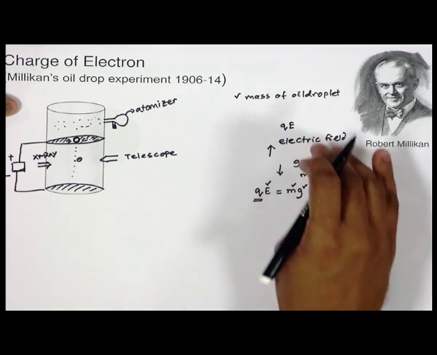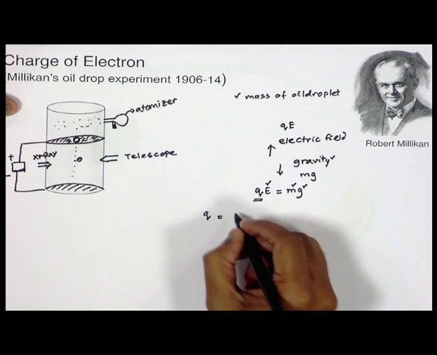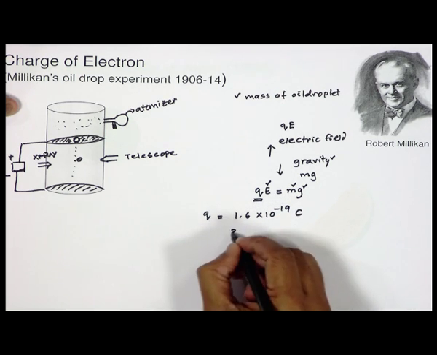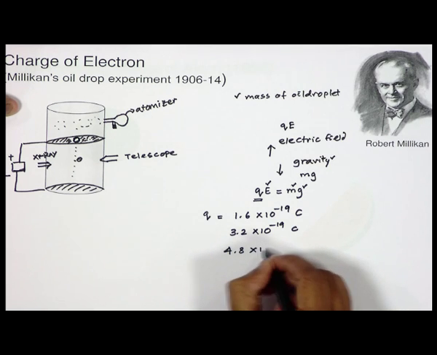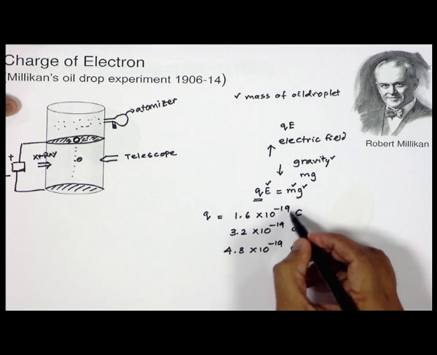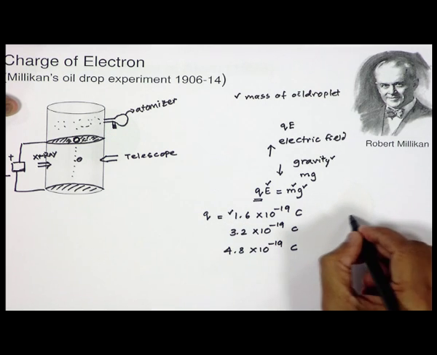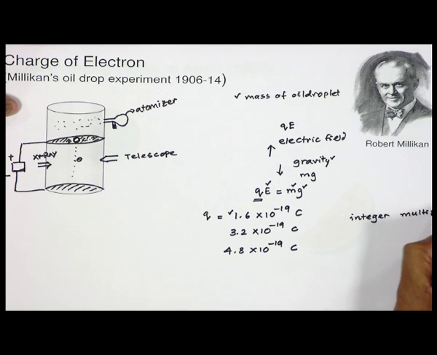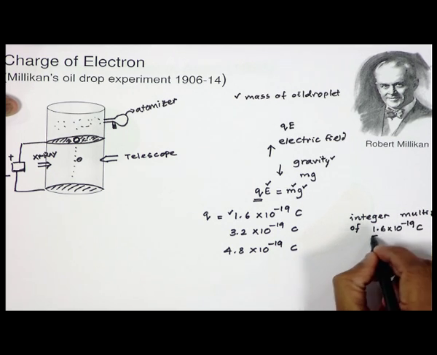So, he tried out different values of electric field and he saw that he was getting some interesting values for the charge. Sometimes he was getting 1.6 x 10^-19 coulomb, sometimes he was getting 3.2 x 10^-19 coulomb, sometimes he was getting 4.8 x 10^-19 coulomb, and so on and so forth. If you look carefully at these numbers, you see that all of them are integer multiples of this value. So, what he was getting was charge as an integer multiple of 1.6 x 10^-19 coulomb.